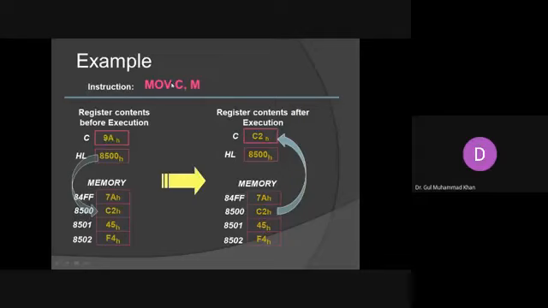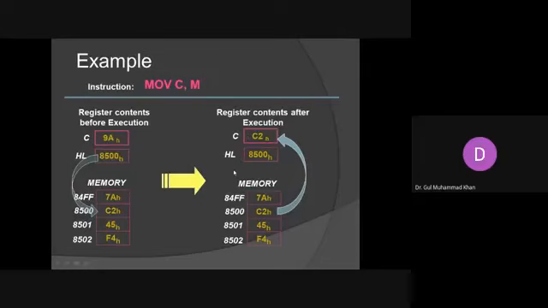It's a one-byte instruction. Let me repeat the whole thing again. This is the instruction move C, M. It means transfer the contents of a memory location to register C. Register C was having an initial value of 9AH. Register HL was having 8500H, which is specifying M, this memory index, right? And then we check out what is the value at this particular memory location. It was C2H. So once the instruction was executed, what happens?